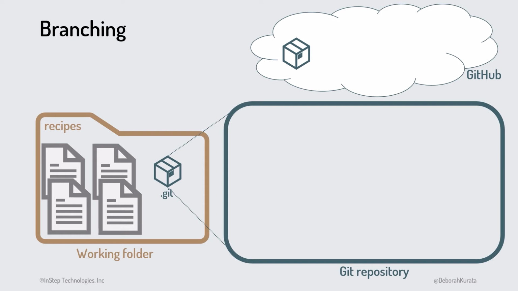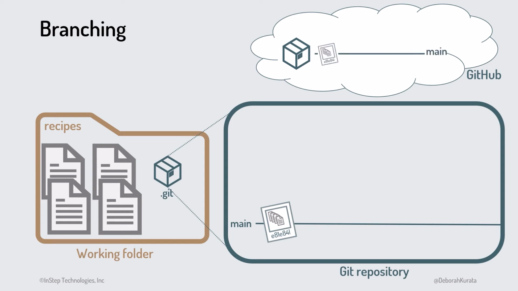When we create a Git repository, a main branch is automatically created. We often use this branch for our completed code. And when we publish our repository to GitHub, the main branch is published. Before we make any changes for a task, we create a branch for that task and publish that branch to our remote repository on GitHub.